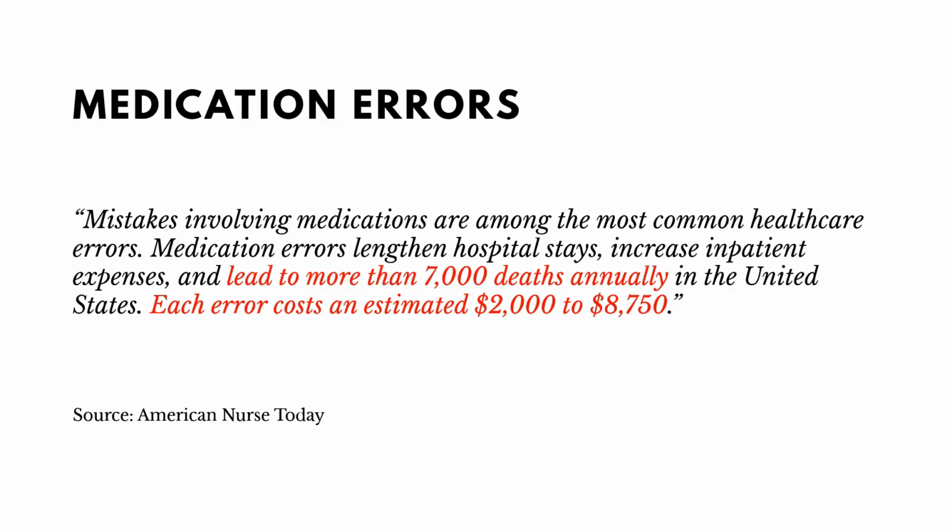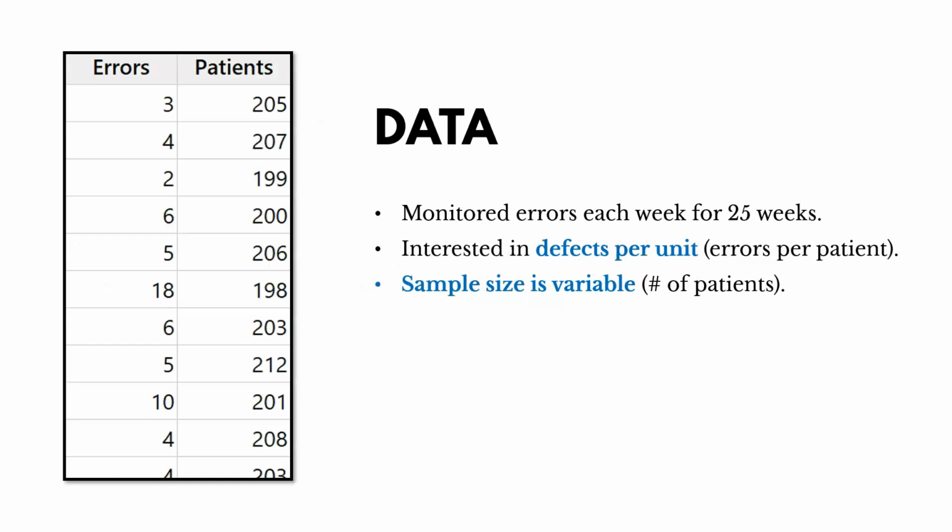So here's our data that we're going to take a look at. Let's say we monitored errors each week for 25 weeks, and we're interested in defects per unit, or errors per patient. Our sample size is variable; we've got the number of patients here. You look at these samples over 25 weeks, and it shows us the errors, or defects, on the left side and the number of patients, or sample size, on the right. And we're looking at errors per patient.